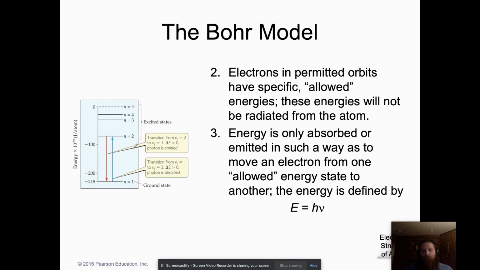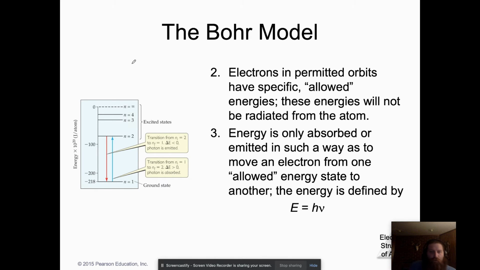The second thing he says is that electrons are allowed to have certain energies. They're not going to give those energies off. So at the ground state, right, an unexcited electron, it's just going to ride around the orbit. It's not going to give off any light. We're not going to see anything being radiated out of the atom. The third thing he says is that energy is only absorbed or emitted in such a way as to move the electron from one allowed state to another.